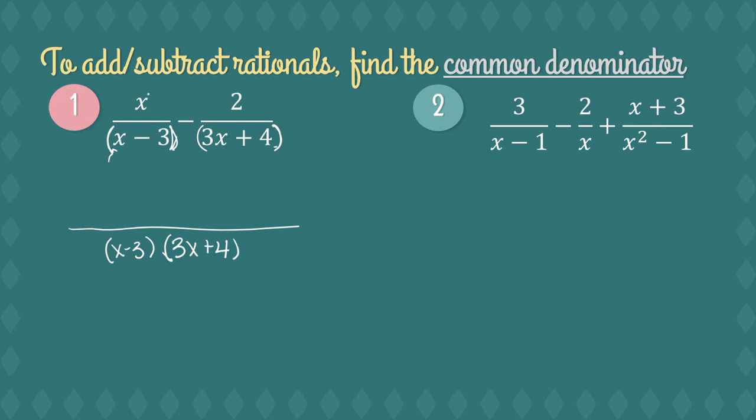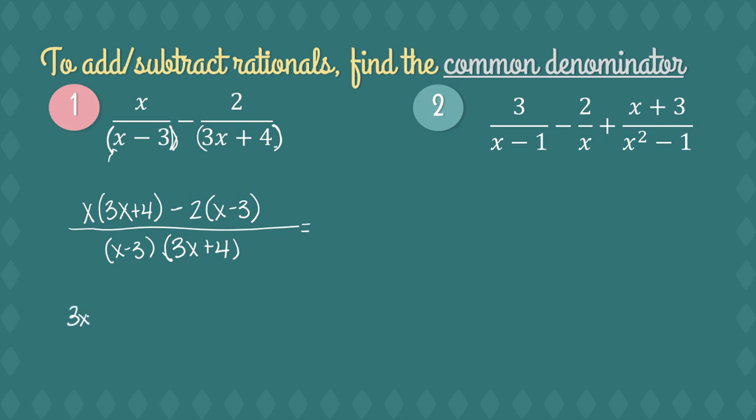Now, looking at my first fraction, I already have the x minus 3, but I do not have the 3x plus 4. So that's what I'm going to multiply the numerator by. I'm going to multiply the x that's already there by the 3x plus 4 that I need in order to get my common denominator. Then I'm going to multiply the 2 by the part that I don't have over here on the right side. I have the 3x plus 4, but I'm missing the x minus 3. So I'm going to multiply 2 by x minus 3. Now I'm just going to go through and simplify as much as I can.